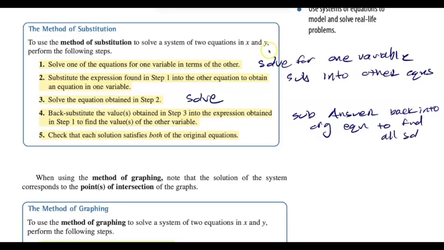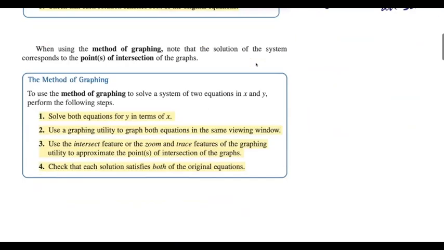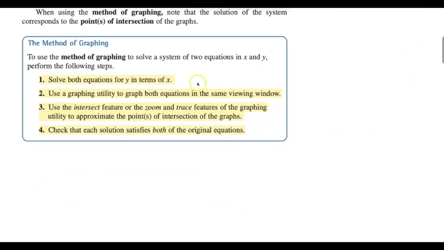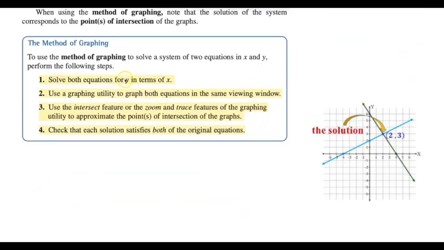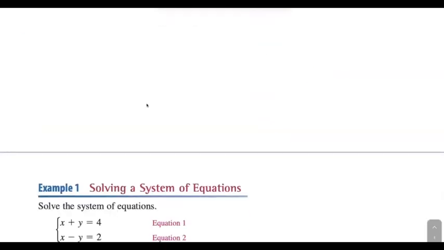You solve for one variable, sub it into the other equation, solve it, and then go back and don't forget to solve for the first variable again. The method of graphing is this: you graph them and see where they cross. Solve both equations for y in terms of x, in slope-intercept form if it's linear. If it's not linear, you always just want to get y equals. That's the way we know how to graph. Then we graph and see where they cross. A lot of times we'll do this with a calculator because that's the only way to get a precise answer. Anyway, let's do a quick example.